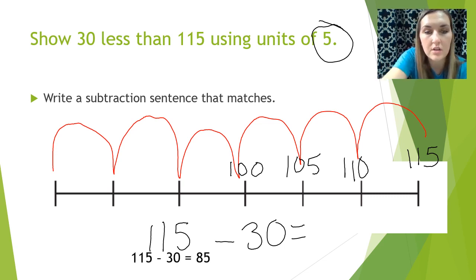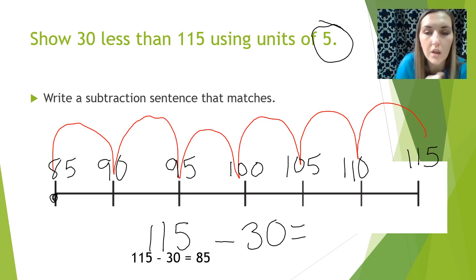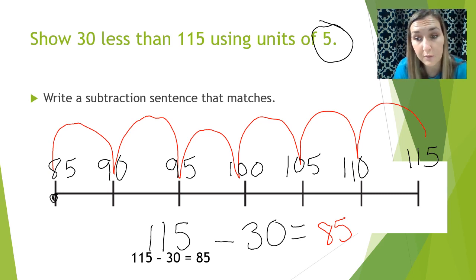5 less than 100, 95. 5 less than 95, 90. Almost there. 5 less than 90 is 85. 115 minus 30 equals 85. So I got the same answer as before when I tried to trick you and show my mistake. I still got 85, but I needed to show the work accurately on the number line by counting down by 5s.